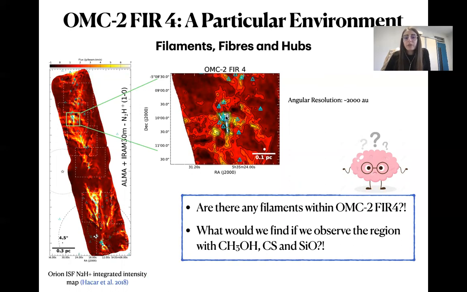And what could we find if we observe this region, instead of with N2H+, with methanol, CS, or SiO? SiO is a shock tracer, and CS and methanol probe the dense gas, and they could also give us a vision on the dynamics of the protostar cluster. To answer this question, we need a resolution which is better than 600 AU.